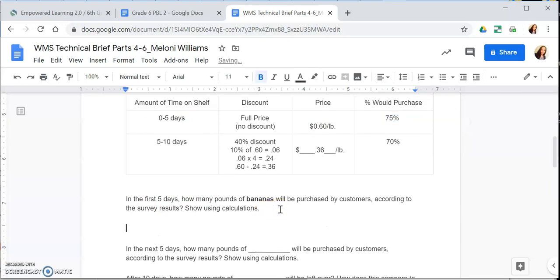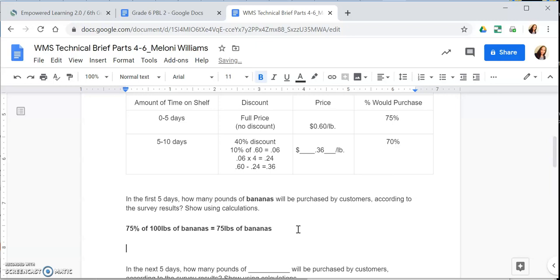So that means that 75% of 100 bananas, 100 pounds of bananas, equals 75 pounds of bananas. So 75% of people will buy 75 pounds of bananas. That means that there's 25 pounds of bananas left over because 100 minus 75 is 25.